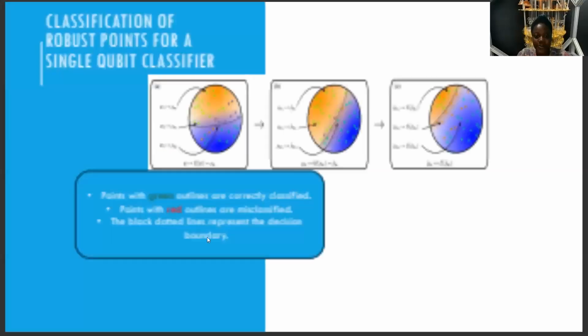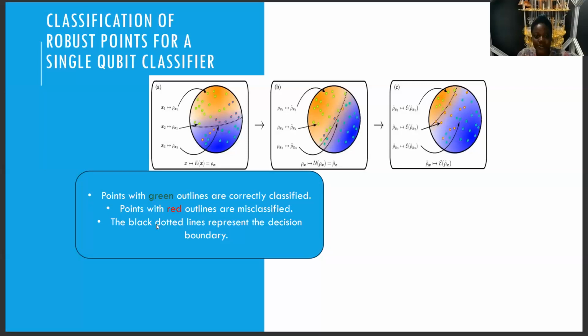Well, over here, I just tried to explain what everything meant. So the points with the green outlines are correctly classified. Then the points with the red outlines are misclassified.